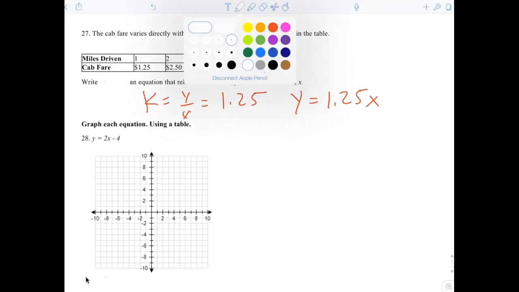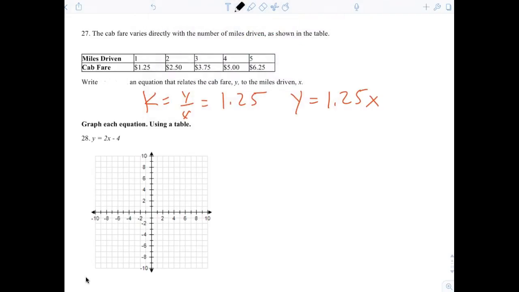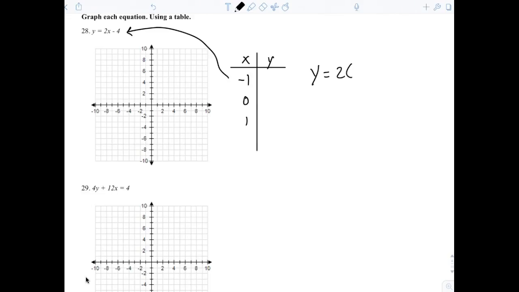Let's talk about using a table. Do you remember what I said about this? Make an x and y. What numbers are we going to use? Negative 1, 0, and 1. So if I plug negative 1 in for x, it would be y equals 2 times negative 1 minus 4. So y would equal negative 6. Now 0 is usually mental math. You plug 0 in. What's 2 times 0? 0, minus 4, or negative 4.